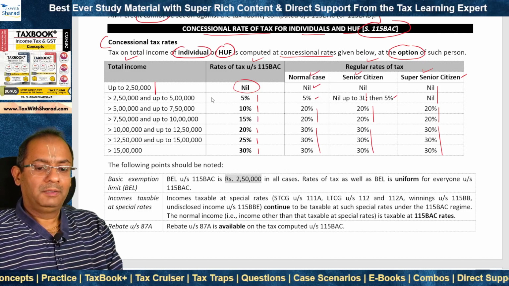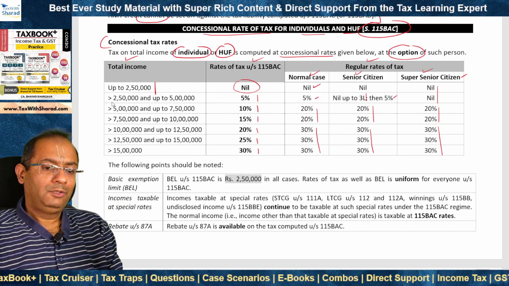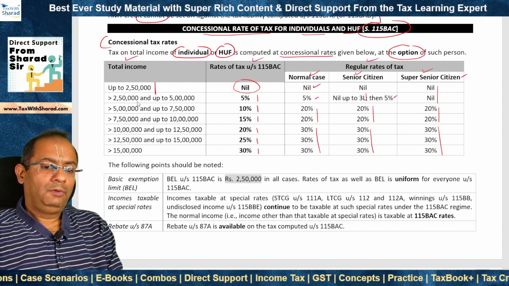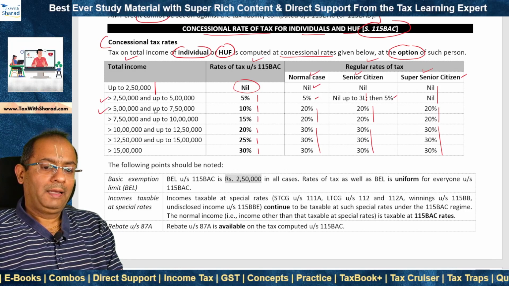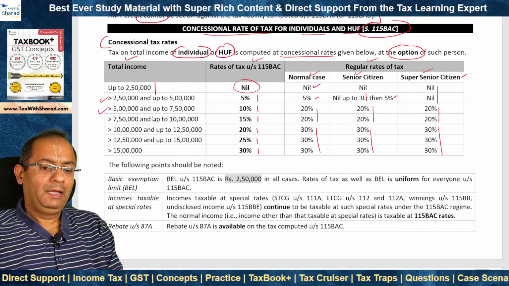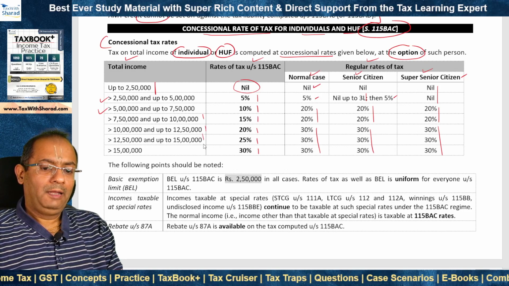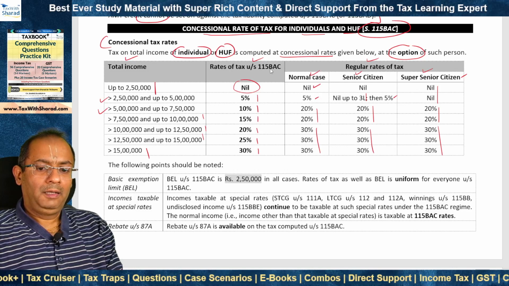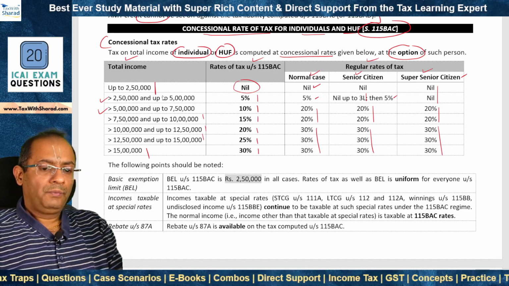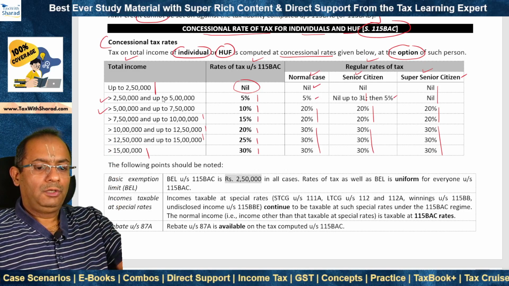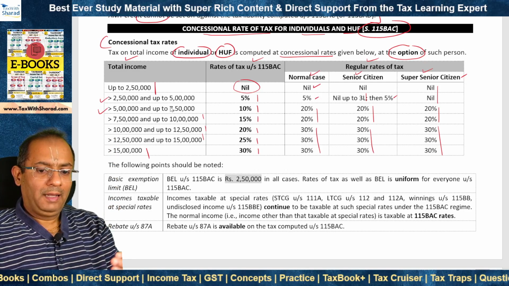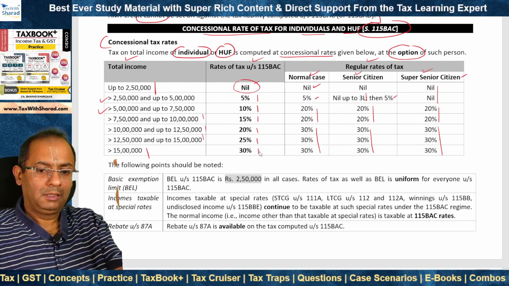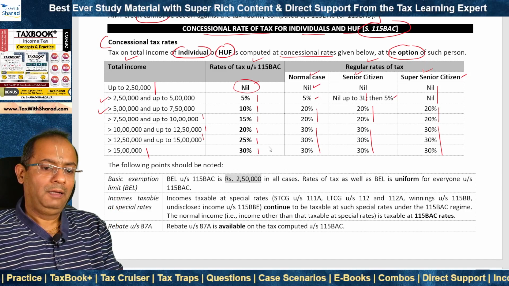And you would note that the 5% increase is with the increase of total income by every 2,50,000. So up to 2,50,000, more than 2,50,000 and up to 5 lakh, more than 5 lakh and up to 7.5 lakh, and then 10 lakh, 12.5 lakh, 15 lakh and more than 15 lakh. So an easy way to remember the rates of tax under 115BAC is that you start from 0 and increase the total income by 2.5 lakh, right? And start with the 0 rate of tax and increase the rate by 5% at every level. So this is how the rates of tax have been prescribed under 115BAC.